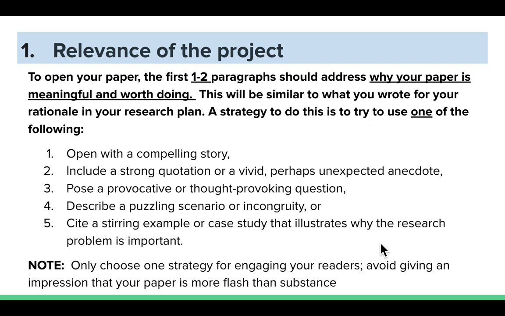So let's just talk about each of the particular sections. So number one, the relevance of the project. To open your paper, the first 1 to 2 paragraphs should address why your paper is meaningful and worth doing. This will be similar to what you wrote for your rationale and your research plan. A strategy to do this is to try to use one, but really just one of the following.